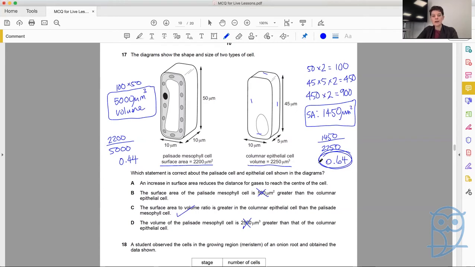So, if we think about A, it's all going to be a little bit more furry than that, okay? So increasing surface area doesn't always reduce the distance for gases to reach the center of a cell, because it's all dependent on that surface area to volume ratio. So C, we are definitely sure about, and it definitely makes sense. So that is the one that we are sticking with. Whenever you see surface area and volume, you want to think in terms of that ratio. And whenever you see an applied question, you want to really stick to the application.